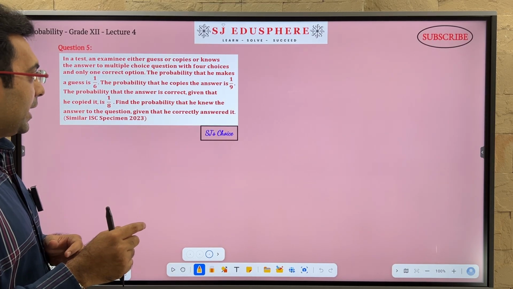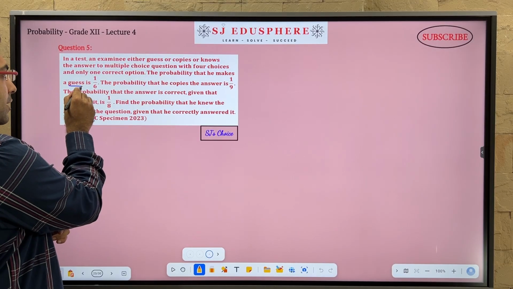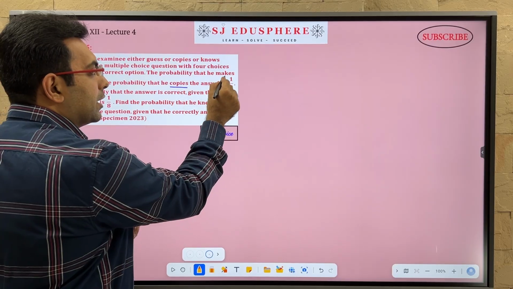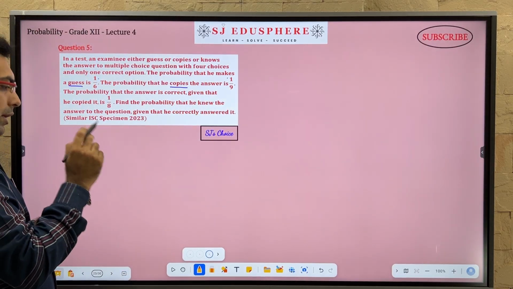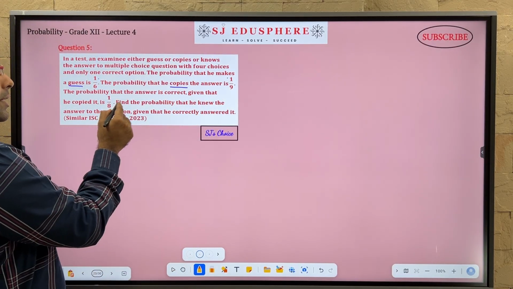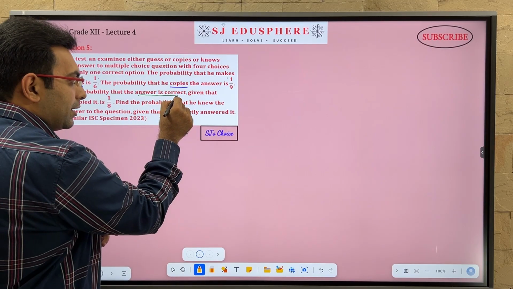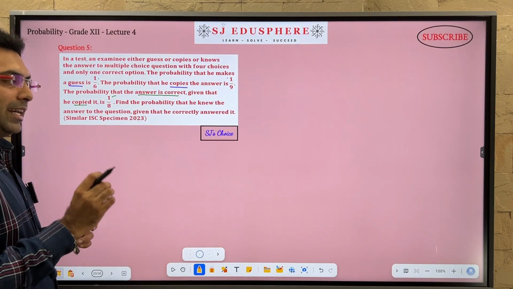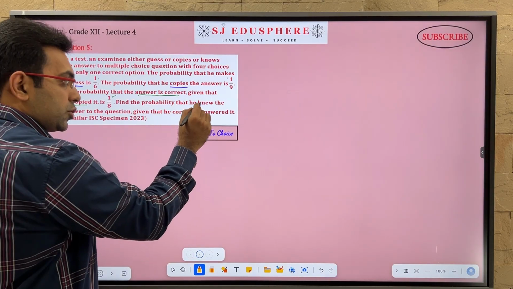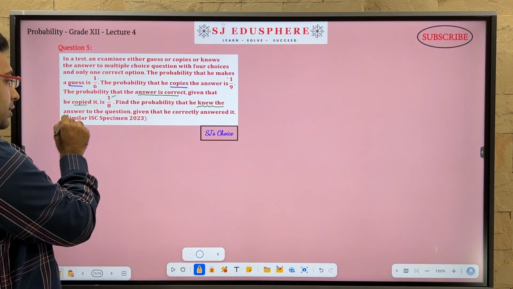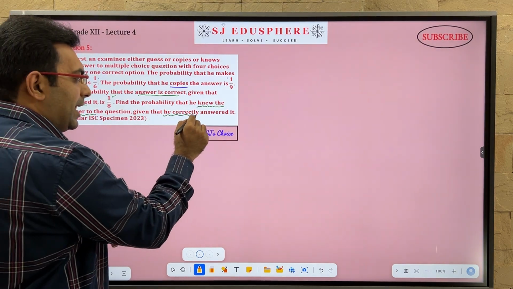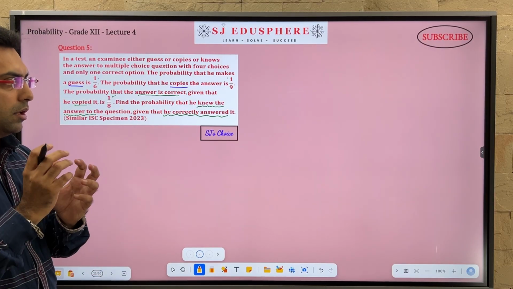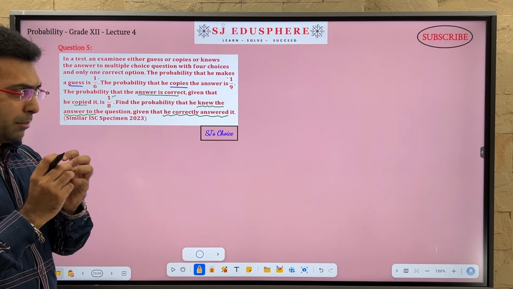The probability that he makes a guess is 1 by 6. The probability that he copies is 1 by 9. Now, the probability that the answer is correct given that he copied is 1 by 8. Find the probability that the student knew the answer to the question given that he answered it correctly. Pause. Too much information, but break down.